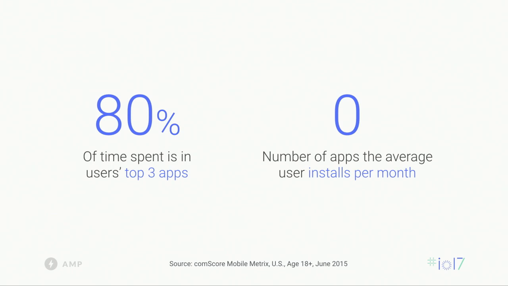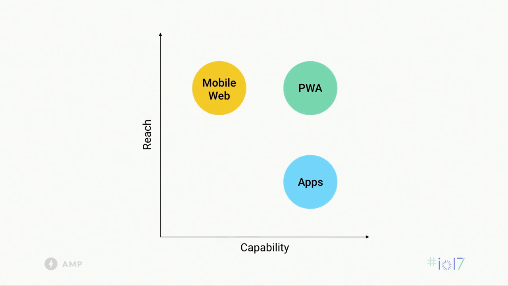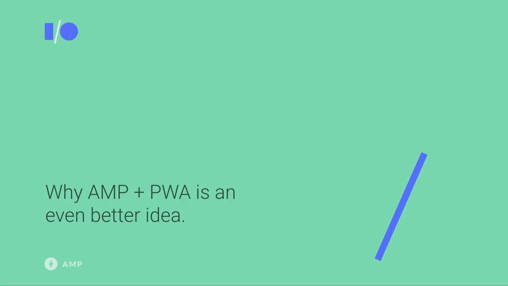But in fact, 80% of the time is spent in the top 3 native apps on a phone. And there's 0 number of apps that get installed on average per month. So that means that it's very, very expensive, for instance, through advertising, to acquire new users through the App Store model. And so what we want, essentially, is a combination of those things. We want the capabilities of the native app ecosystem, but we also want the reach of the mobile web. And we get that with progressive web apps, because they have many of those features built in, and they're also basically a website. So it's a pretty good way to get both of those things.